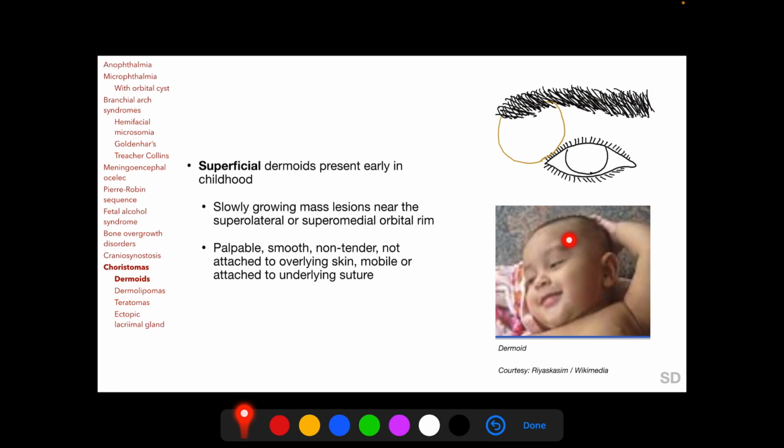So here we see the external appearance of a dermoid cyst, but this one is outside the orbit. And superficial dermoids are slowly growing mass lesions near the superolateral or superomedial orbital rim. So it can occur either near the superolateral orbital rim or near the superomedial orbital rim, the superolateral ones being more common. And dermoid cysts are palpable, smooth, non-tender lesions not attached to the overlying skin and either mobile over the underlying tissues or attached to the underlying suture.